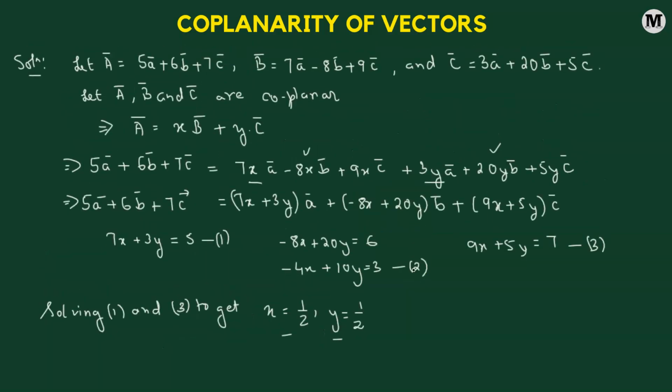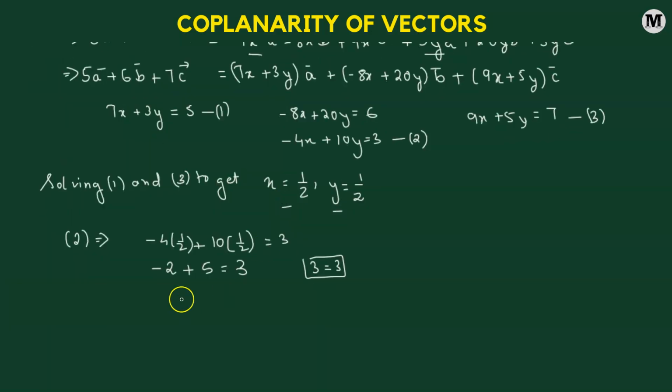That means our assumption was true. So that means A vector, B vector and C vector are indeed coplanar. Let's write it down. Hence, the vectors A, B, and C, these three vectors are coplanar, meaning they lie on the same plane. Hence proved.